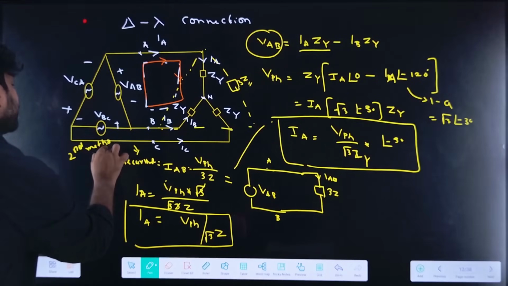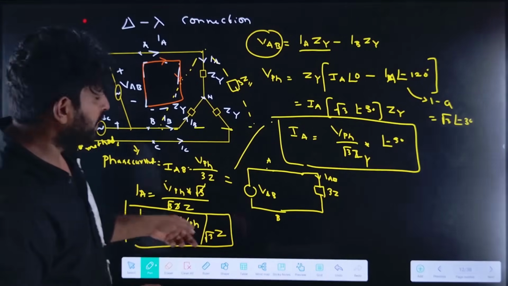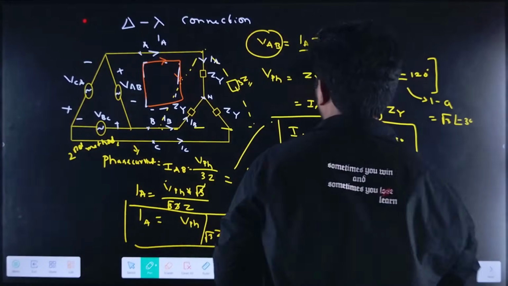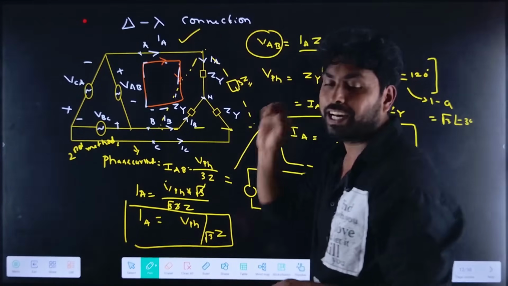So it is equal to V phase divided by root 3 into Z. This is how we calculate the delta star connection.